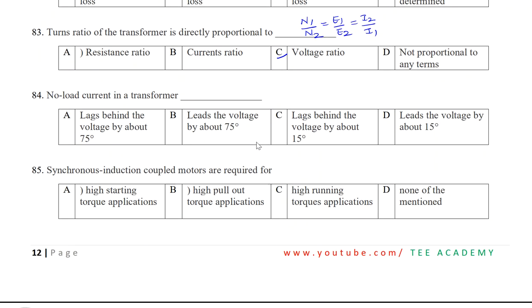Next one. No load current in a transformer lags behind the voltage by an angle of nearly 90 degrees. Thus the angle between the no load current and the magnetizing current is very small. If you draw the phasor diagram here, phi, I mu, and here is Iw, which we already discussed earlier in our electrical machines formulas. There we discussed that the no load power factor cos phi is equal to 0.2, so it is very small. So it lags behind the supply voltage by almost 75 degrees. So the answer is A.